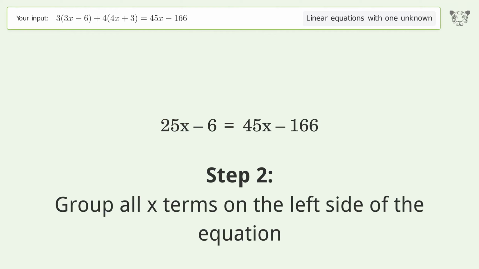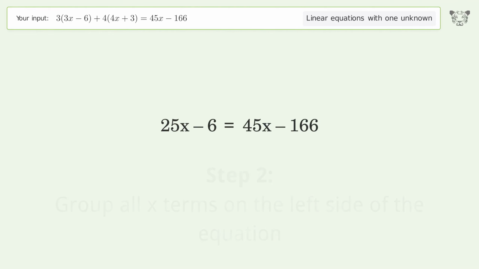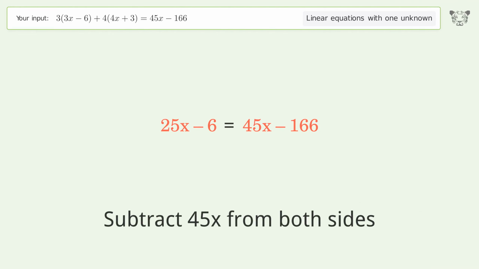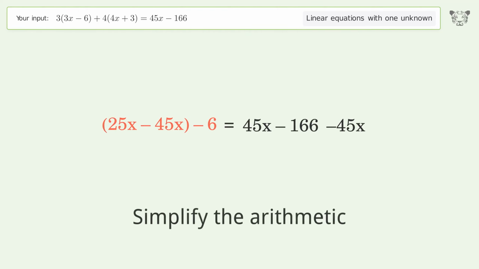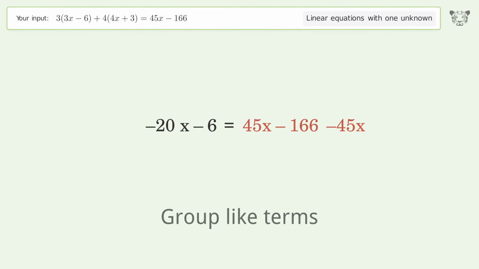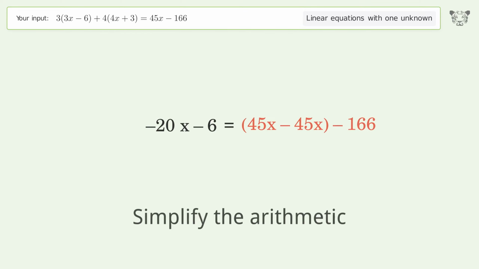Group all x terms on the left side of the equation. Subtract 45x from both sides. Group like terms. Simplify the arithmetic. Group like terms. Simplify the arithmetic.